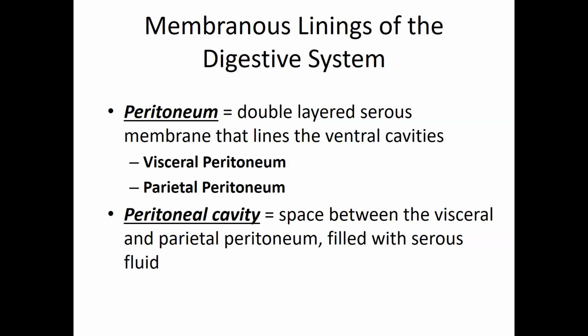So the space between these is actually not typically a real space. It's a potential space, but it's called the peritoneal cavity. These membranes are able to, you can separate them. And the peritoneal cavity is containing the serous fluid.